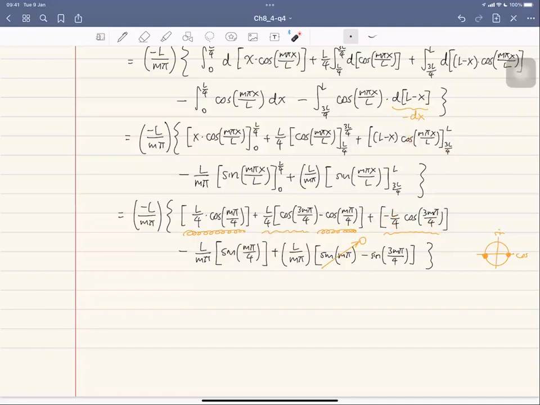Okay, so yes, let's check again. That cancels that together with that cancels that. So we're left with just this. Okay, so we can pull this out. Well, we have L over m pi. Let's get this minus out there and pull out this piece as well. Right. So we'll make that.